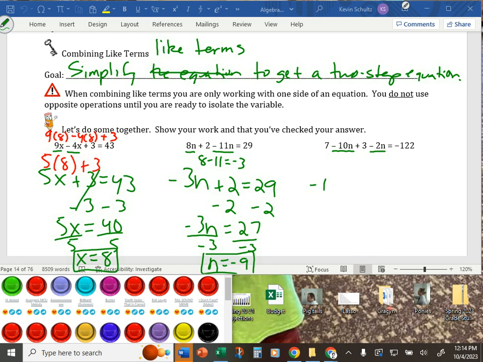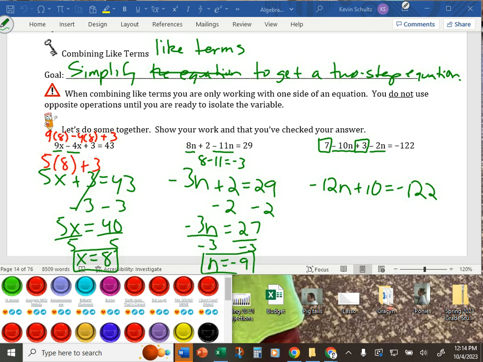Okay? Negative 12. And then, what else can I do here? Mia? 7 plus 3? Yeah, 7 and 3. Positive 7, positive 3, they're both constants. It's another set of like terms. And positive 7 and positive 3 give me positive 10. And negative 12n plus 10 equals negative 122.